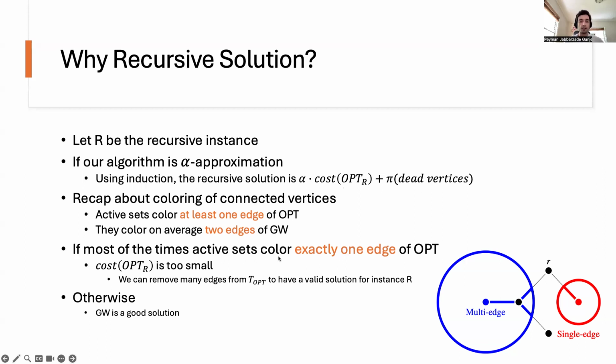And otherwise, if most of the time active sets are coloring more than one edge of the optimal solution, for example, here you can see the blue set is coloring two edges of the optimal solution. In this case, we can have a better bound for the optimal solution. Previously, for the analysis of the Goemans-Williamson, we said that active sets are coloring at least one edge of the opt. But here we say that most of the time they are actually coloring more than one edge of the opt, similar to the Goemans-Williamson, which colors two edges of the opt. So in this case, the Goemans-Williamson actually has a good solution, and the ratio of the solution of the Goemans-Williamson over the optimal solution is better than 2.